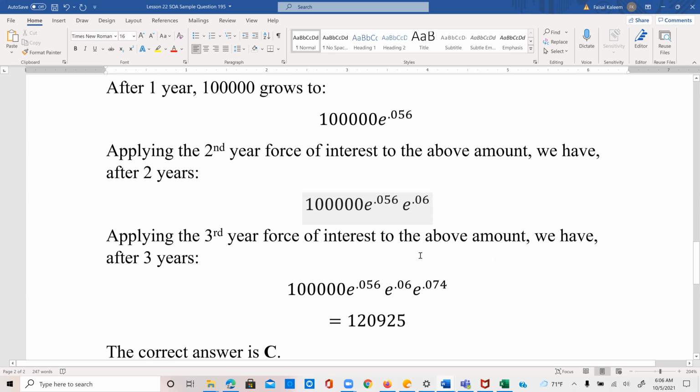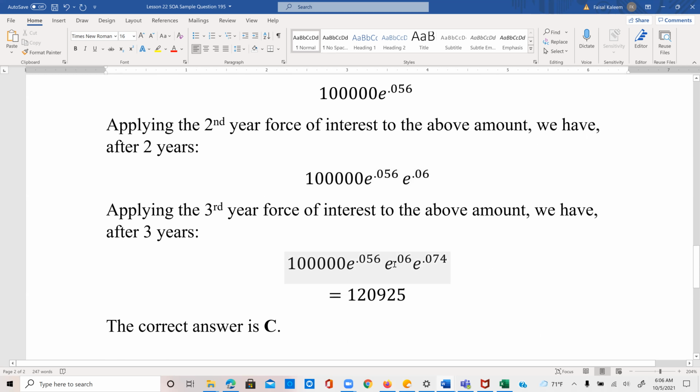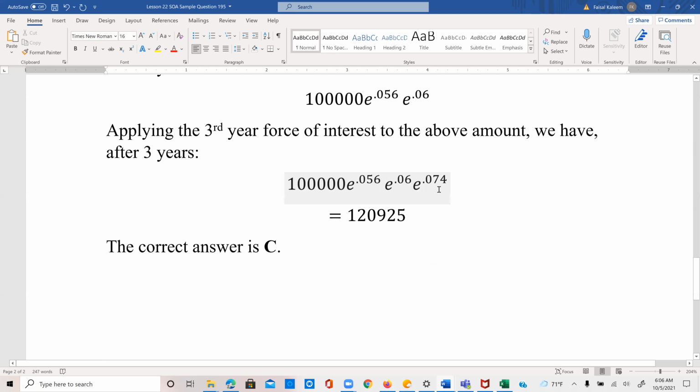Similarly, now this will be used as the principal at the start of the third year. And during the third year, the rate is 0.074. And again, it's just 1 year we are talking about, from year 2 to year 3. That's what the third year is. So then we have all this, which simplifies to 129.25, and that is choice C.